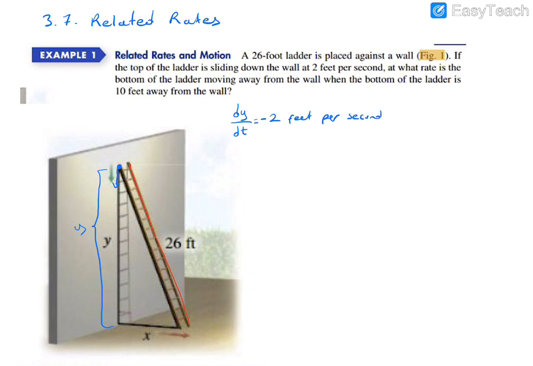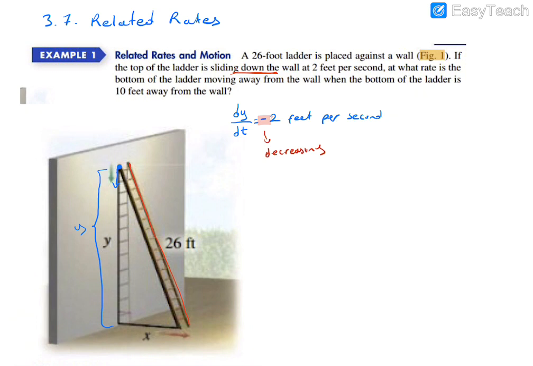So the sign minus means it is decreasing. How can we understand it is decreasing? Because it slides down, okay? So downside is the negative part, as you know from the Cartesian coordinate system. Upside is the positive part.